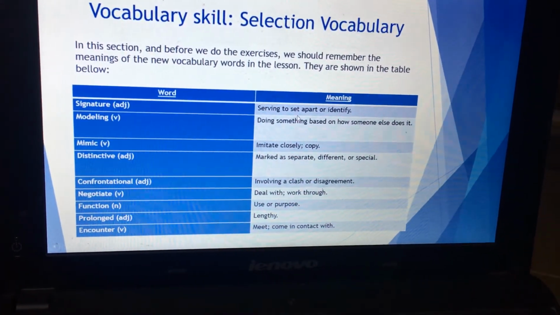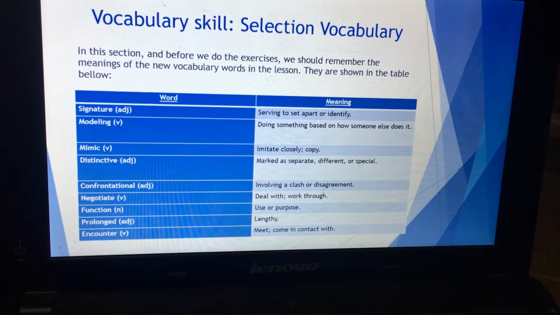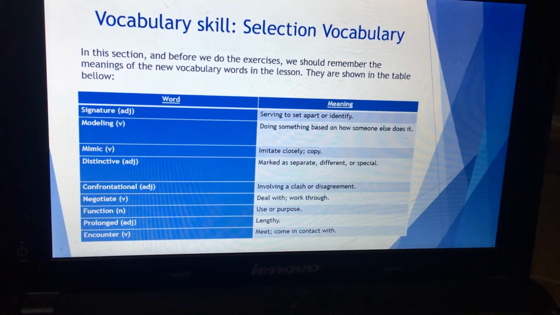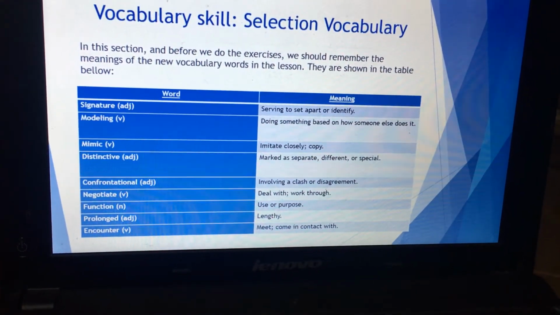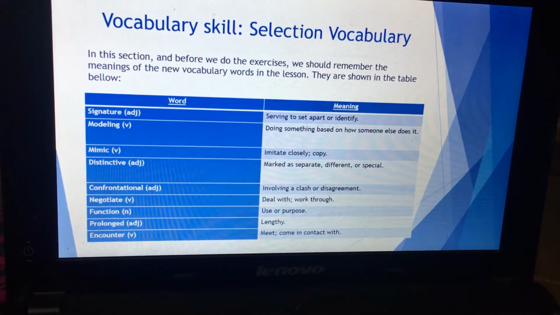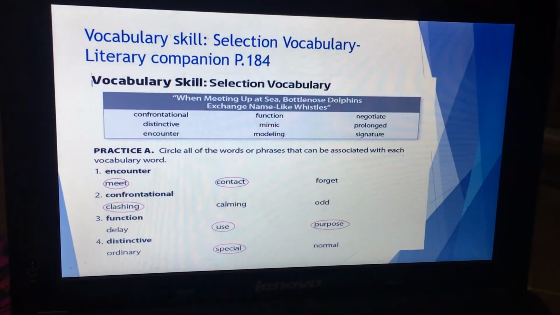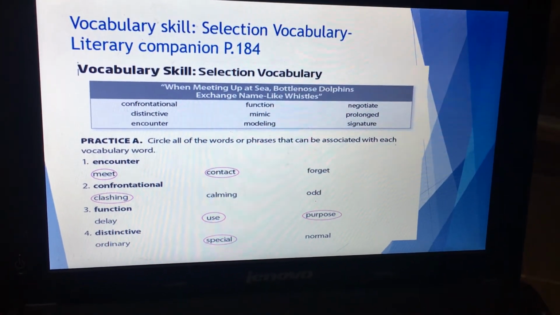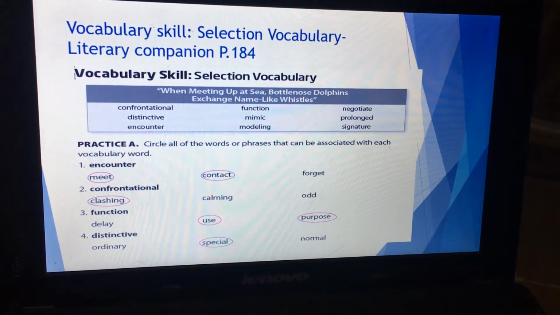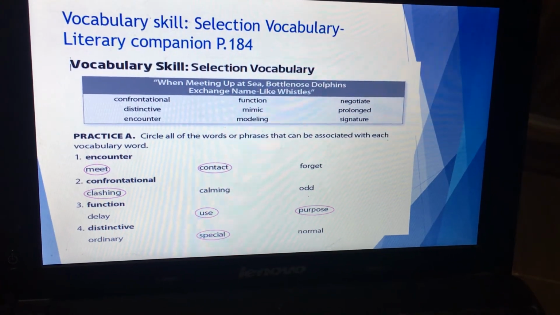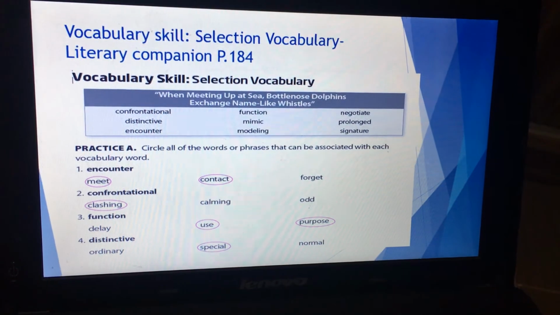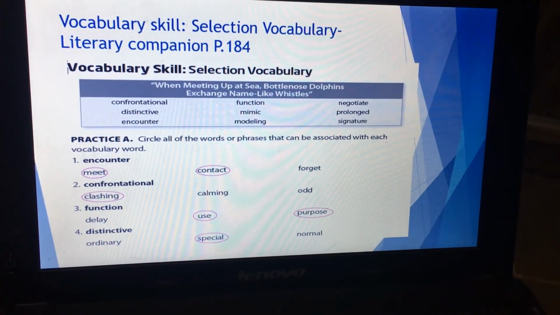For example, signature, it means serving to set apart, to identify. For example, the word mimic, it means to imitate closely or copy. For example, the word negotiate, it means to deal with or work through. Now, this is page number 184 in your literary companion, in your practice book. And this is practice A. As you know, you have to look at the meanings of the words, which we have done before.